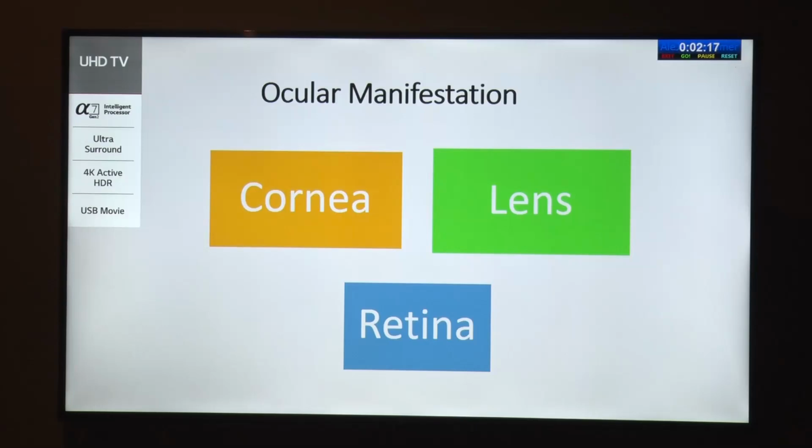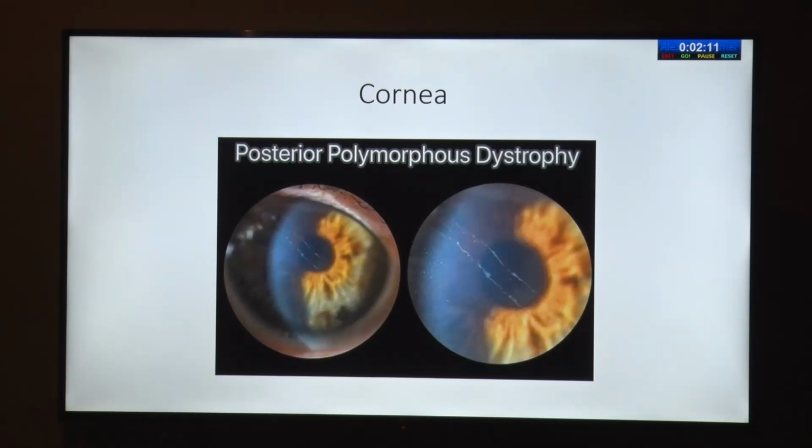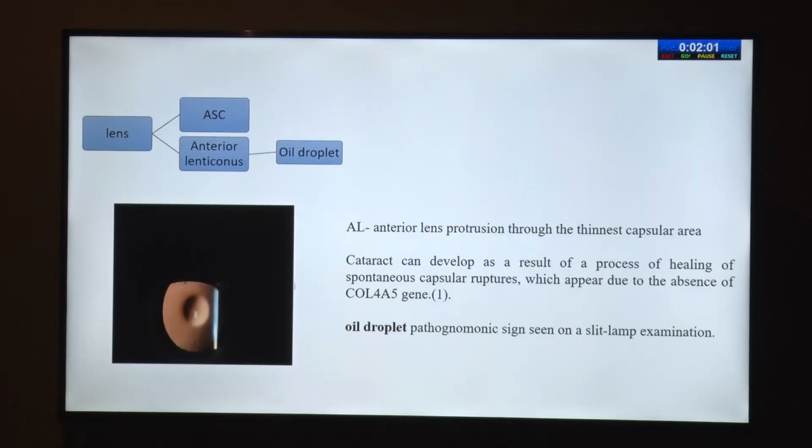Three ocular structures are affected: the cornea, lens, and retina. In the cornea, we will see PPD, posterior polymorphous dystrophy. In the retina, we will see giant macular hole, then dot and fleck retinopathy and temporal thinning of the retina. In the lens, we will see anterior capsular cataract and anterior lenticonus, which gives the oil droplet appearance. Anterior lenticonus is an anterior lens protrusion through the thinnest capsular area.